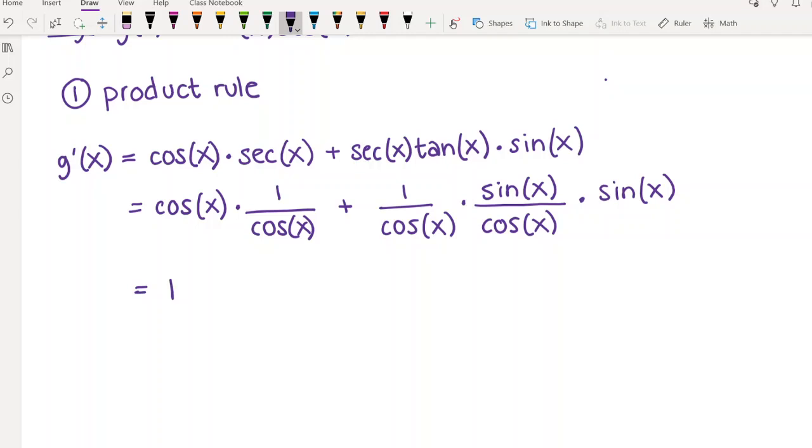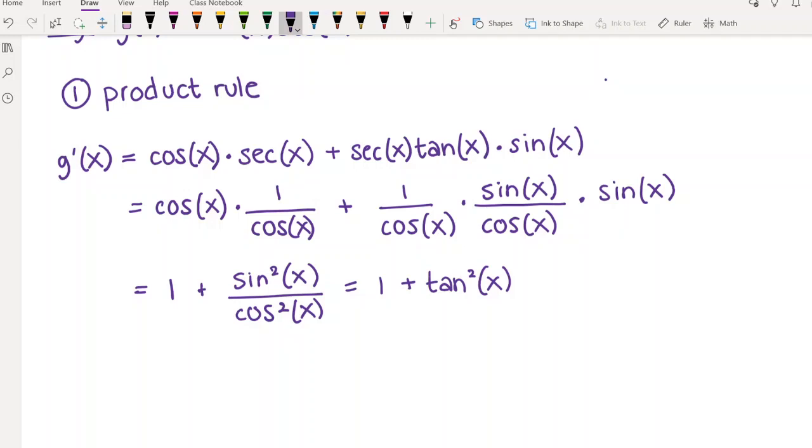And then let's see what's going on over here. We have sine squared on the top, because we have 2 sines being multiplied together, and then we have 2 cosines on the bottom. And sine over cosine is tangent. So another way of writing this is 1 plus tangent squared of x. And this can actually be simplified even further.